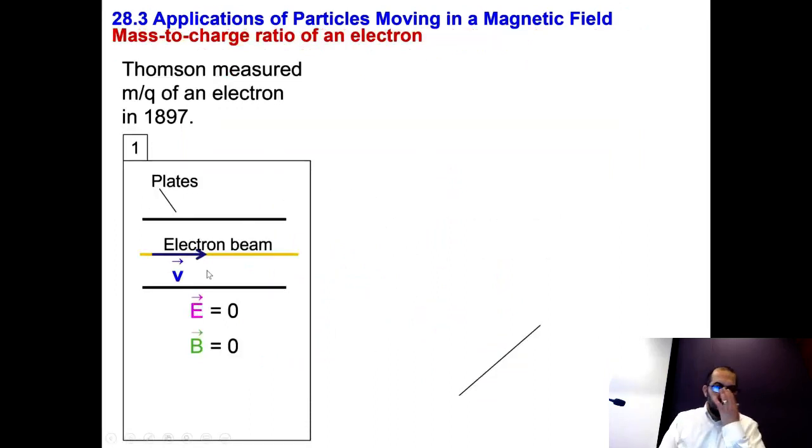Okay, so let's see how Thomson determined the mass over the charge of an electron in 1897. First of all, he has an electron flowing at a constant velocity. Let's assume we have an electron gun and a potential difference accelerating the electron. Originally, the electric and magnetic fields are zero, so we have the velocity of the electron.